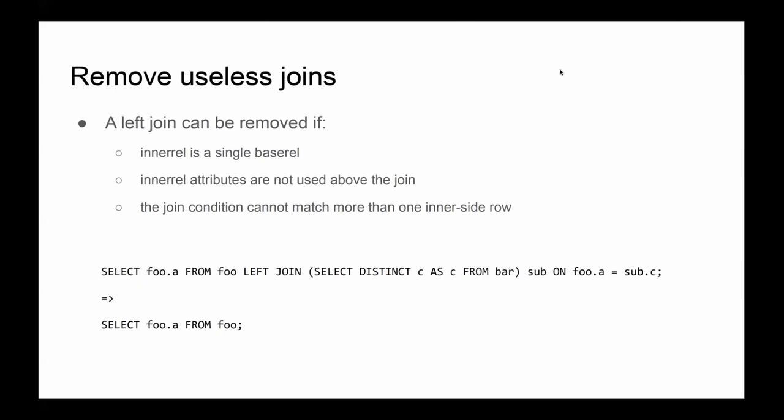So for example, here we have a query: select foo.A from foo left join a subquery. The subquery is select distinct C as C from bar, as sub, on foo.A equals sub.C. So for this query, the inner rel is a single base rel, a subquery, and the join condition cannot match more than one inner side row since attribute C is unique, because here we are using distinct. So this left join can be removed.